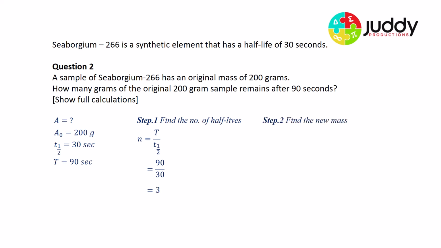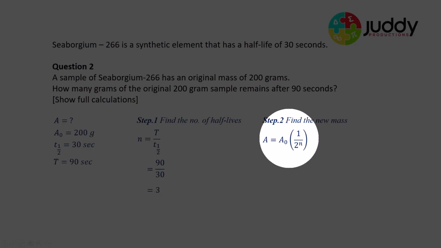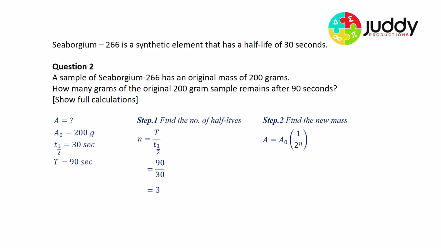Step number 2, let's find the new mass. So here's our equation, A equals A0 times 1 over 2 to the power of n, where A is the new mass in this example, A0 is the original mass, and n is the number of half-lives. Let's substitute our values in. The original mass was 200 grams, the number of half-lives was 3. 1 over 2 to the power of 3 becomes a fraction of 1/8, and 1/8 of 200 gives me a new mass after 90 seconds of 25 grams.